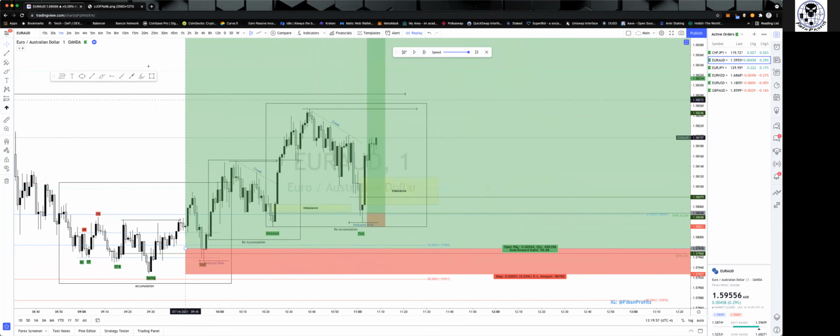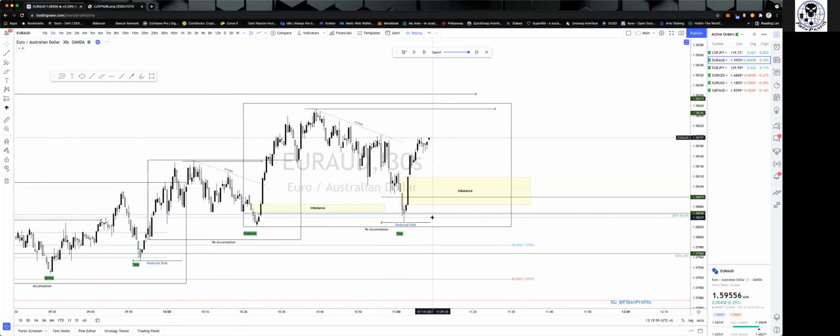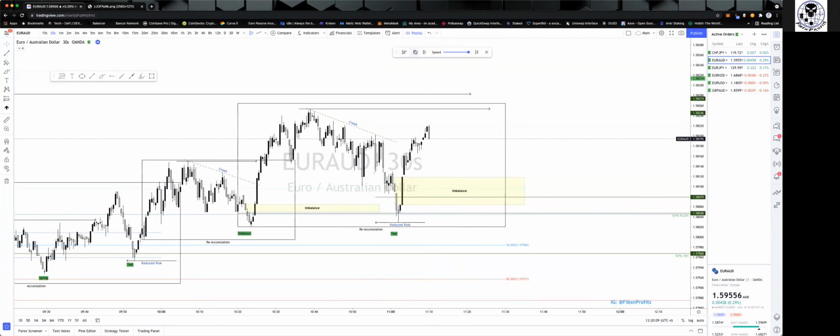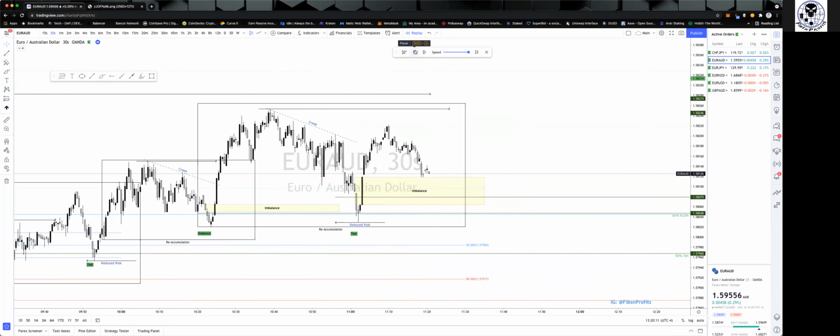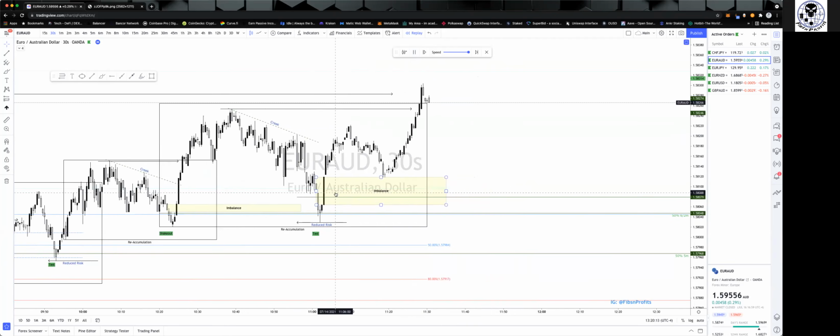You can see right here, this was the order, the activation. And as soon as we pop up and make this high here, this order reduces my risk down to the bottom of this wick. All right. Price ends up coming down into essentially the area I was looking for a reentry.